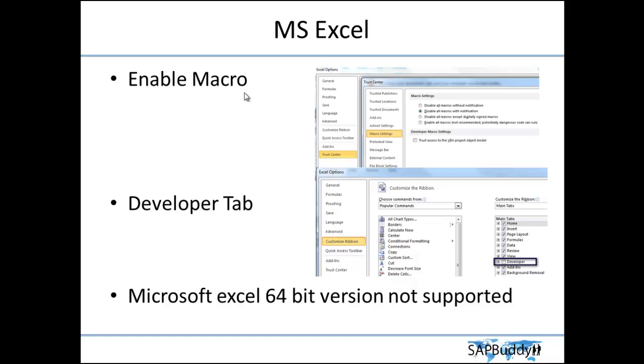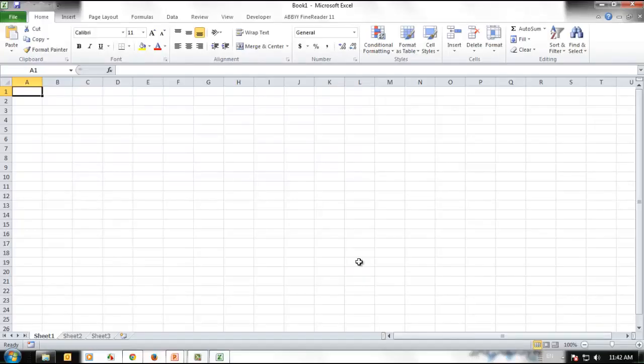Let me show you how to enable macros in Microsoft Excel. For this exercise we will be using Microsoft Office 2010, and please remember that the Microsoft Office 64-bit version is not supported for these RFC functions. This is already known to SAP. SAP does not have the support, so we have to use the 32-bit version of Microsoft Office. So we opened our Microsoft Excel 2010.